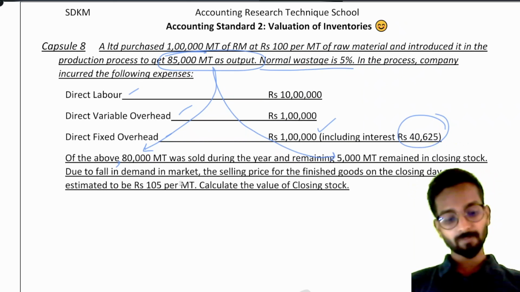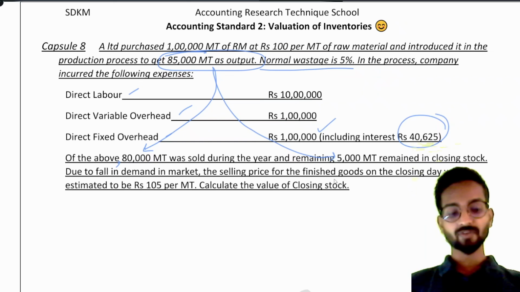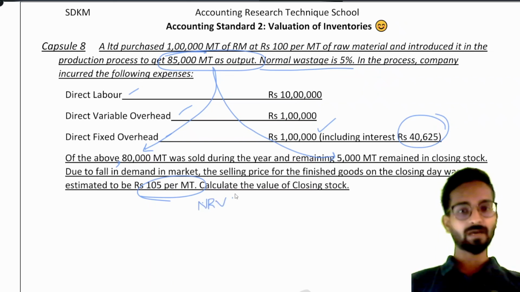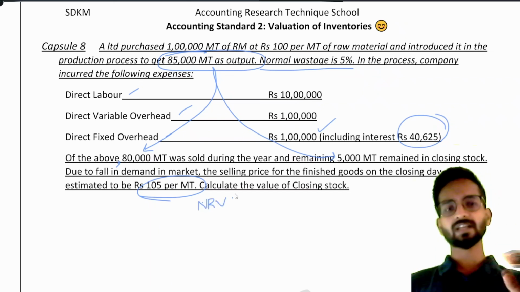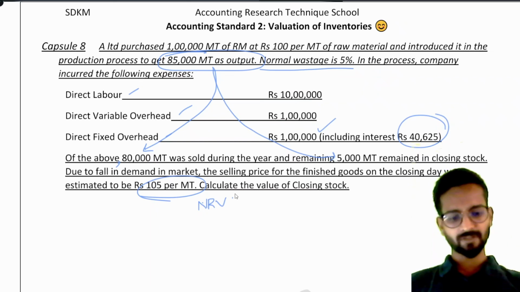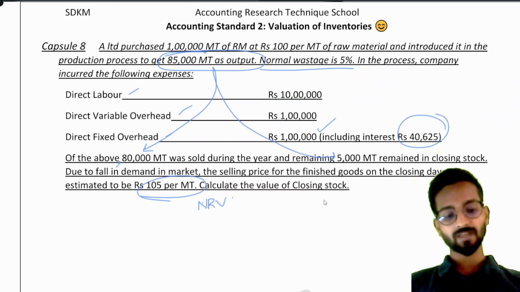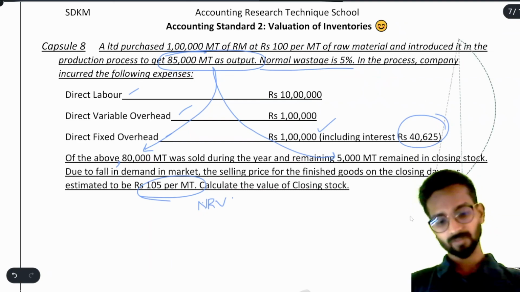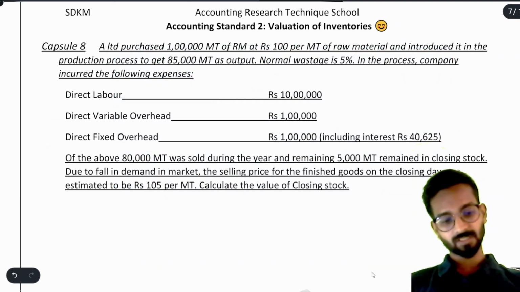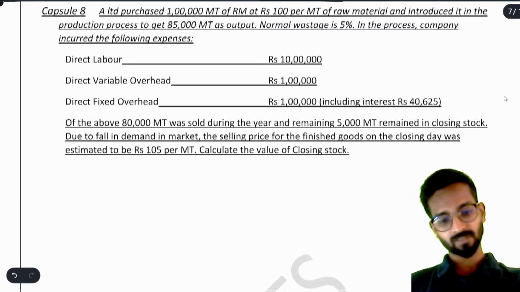Due to fall in demand in the market, the selling price for the finished goods on the closing day was estimated to be 105 per metric ton. You can say this is your net realizable value or that is your market price. Okay, that is, customers are ready in the market to buy that for 105 rupees. Okay, calculate the value of closing stock. See, first I will write here the information they have given.